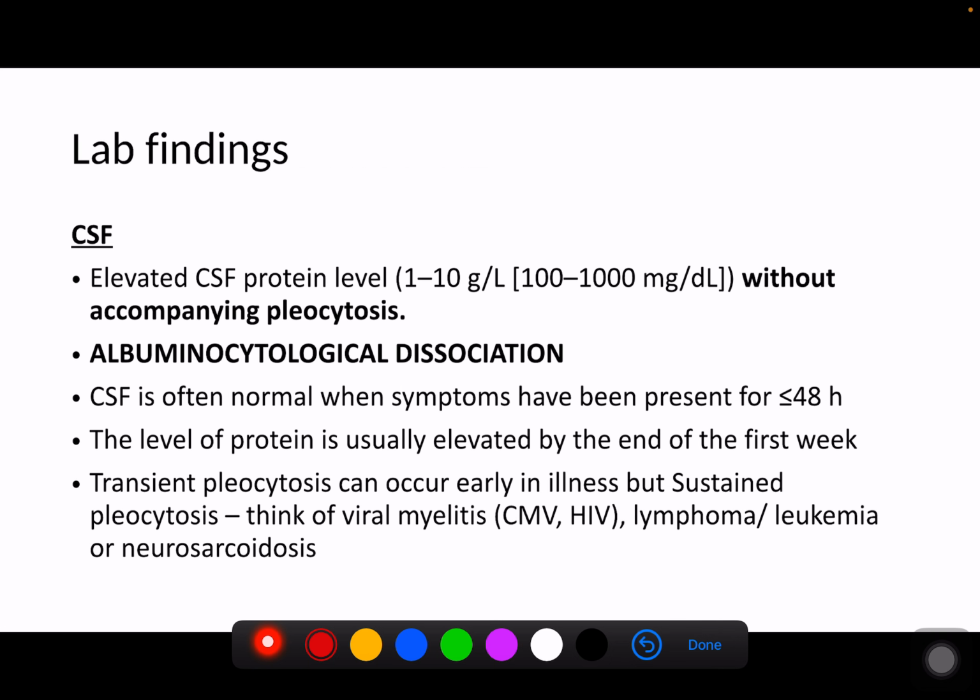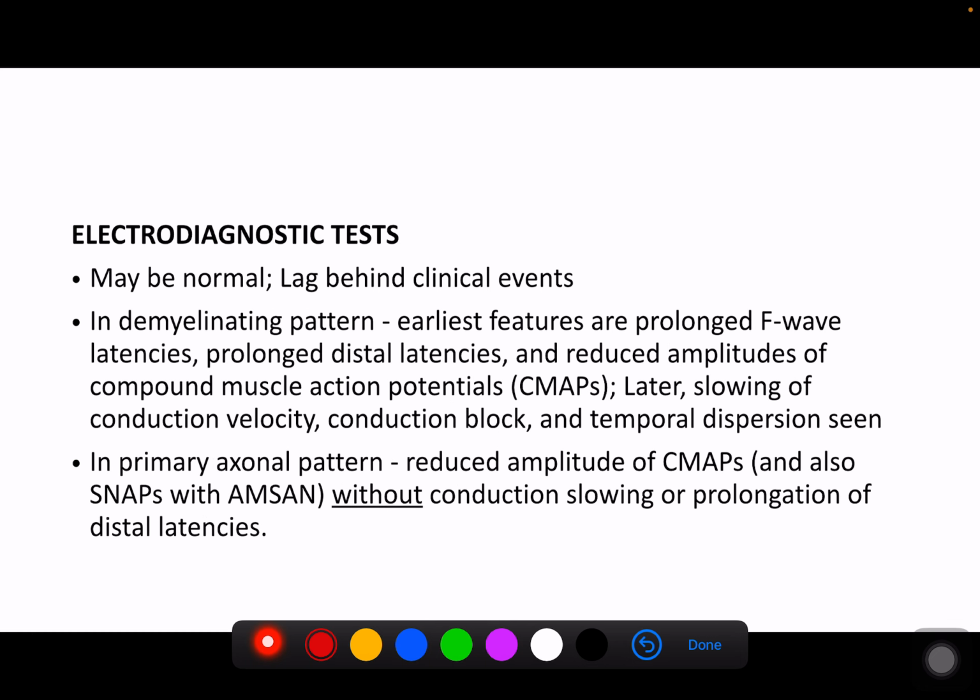Now, CSF finding: we need to know that in CSF there's an albuminocytologic dissociation. So there's a greater amount of protein and a lesser amount of WBCs. Now, the electrodiagnostic test. What are we going to do in the electrodiagnostic test?